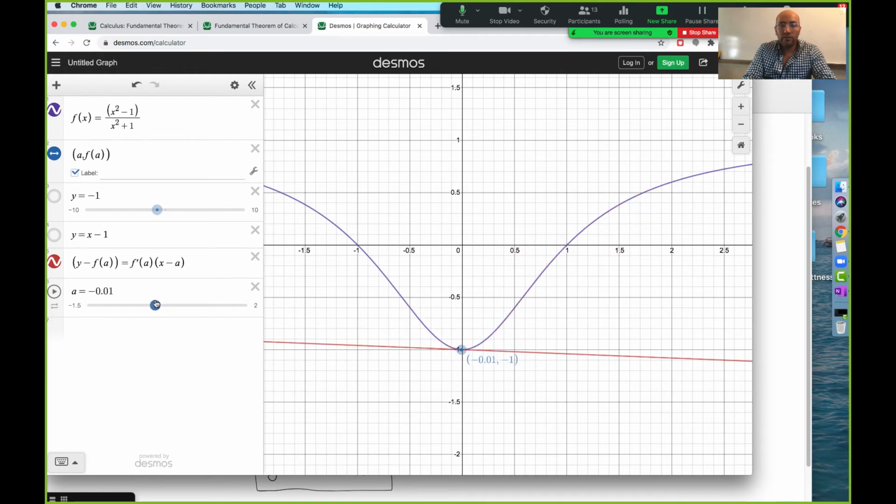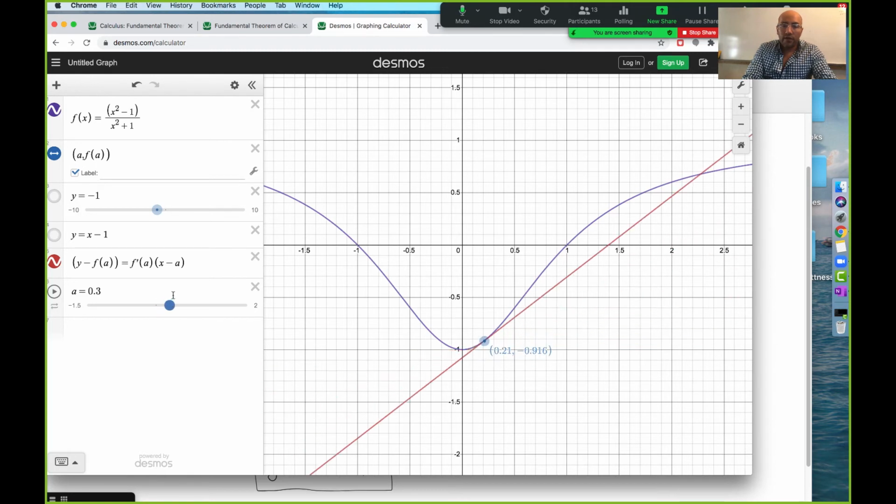We found this one to begin with. That was the original question in the book: find the equation of the line tangent to the purple function at the point 0, comma, negative 1. And it's that red line. That red line is horizontal, it has a slope of 0, and we found that the equation of that line was y equals negative 1.